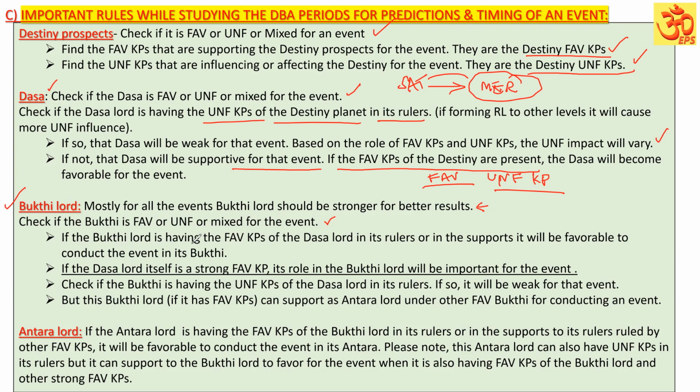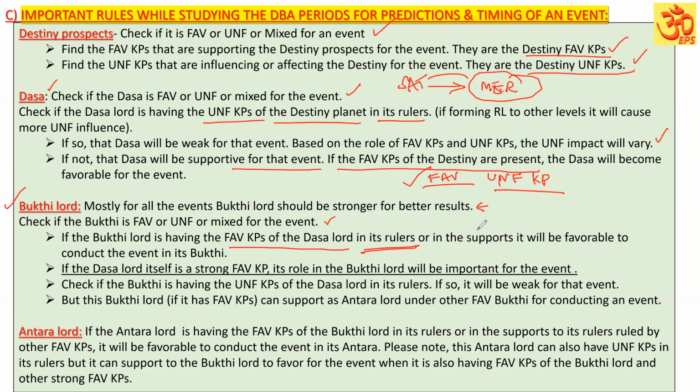If the Buddhi lord is having the favorable key planets of the dasa lord in its rulers or in its supports, it will be favorable to conduct the event in its Buddhi. Especially if the Buddhi lord is having the favorable key planets of the dasa lord in its rulers, it is most important. Otherwise, suppose that dasa lord's good key planet is a free planet, its role cannot be there in the Buddhi lord, only it can be there in the sublord.